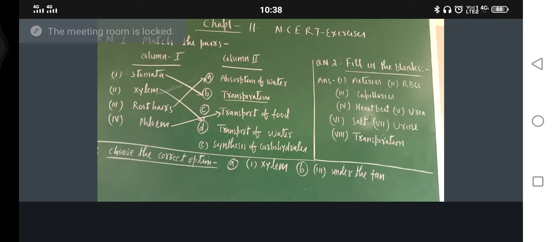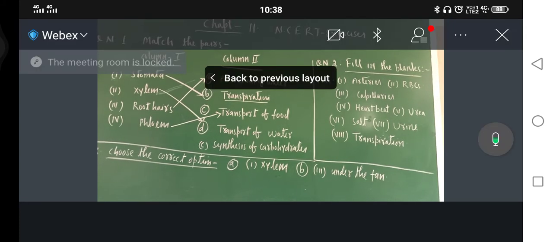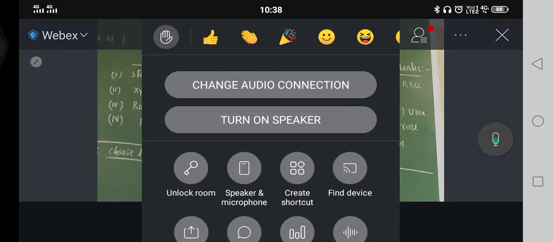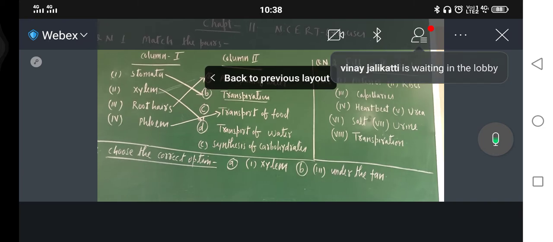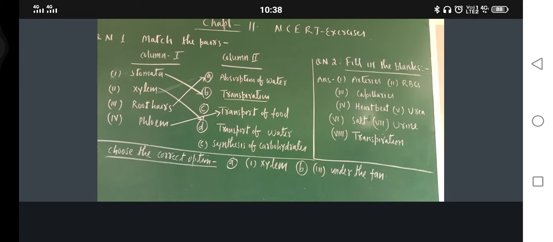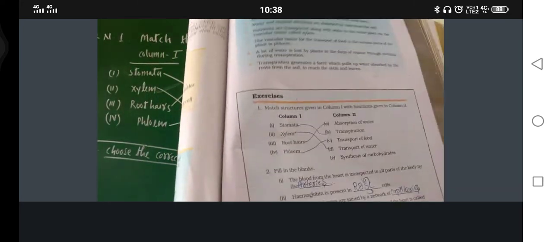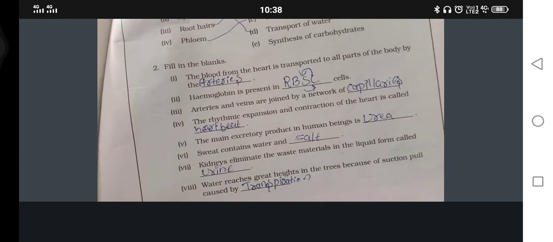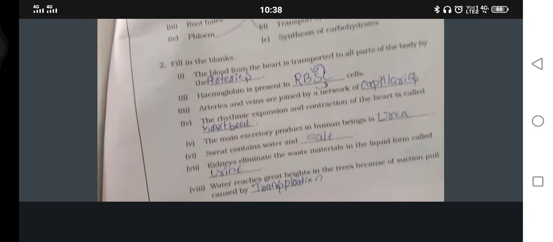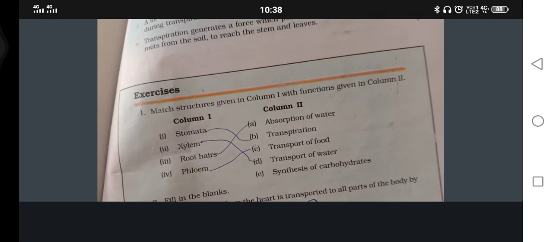Question number 2 is fill in the blanks. I will read the question. The question is here. You can see it here. Those who have not got the books can take a screenshot. I am showing the first question also.